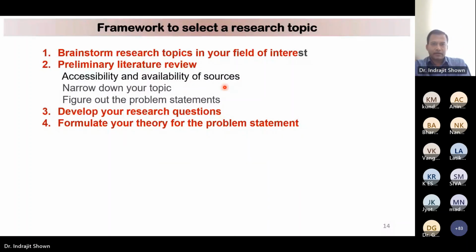Now, how you framework these things, because all these things we understand that a lot of things are there, but everything you can make a single frame. The whole thing you can put together in a single frame. And there are certain steps for making a framework for a research topic. Like first one is brainstorming the research topic, then preliminary literature review, develop your research questions, and formulate your theory or problem statement.